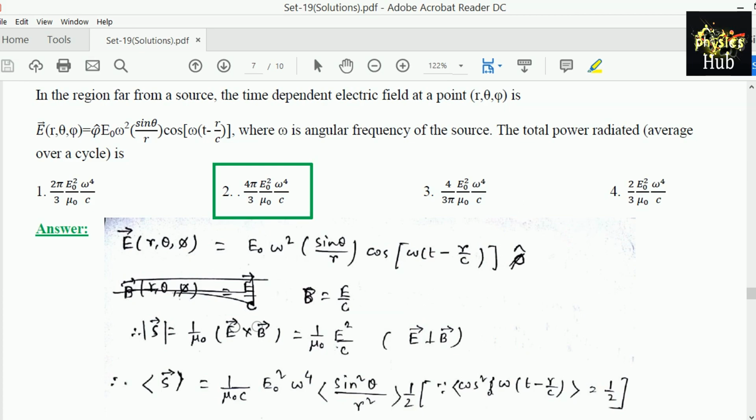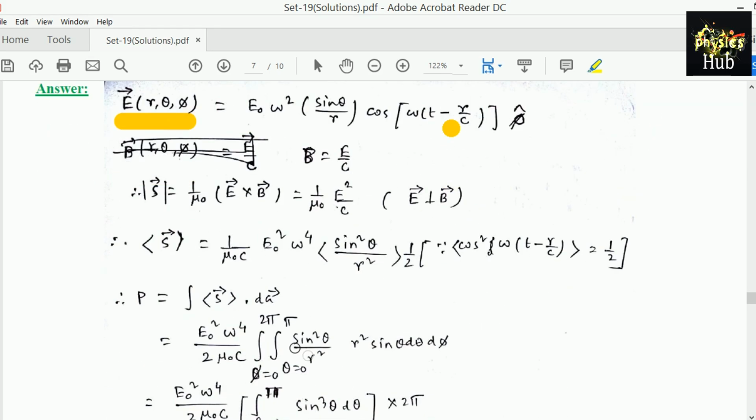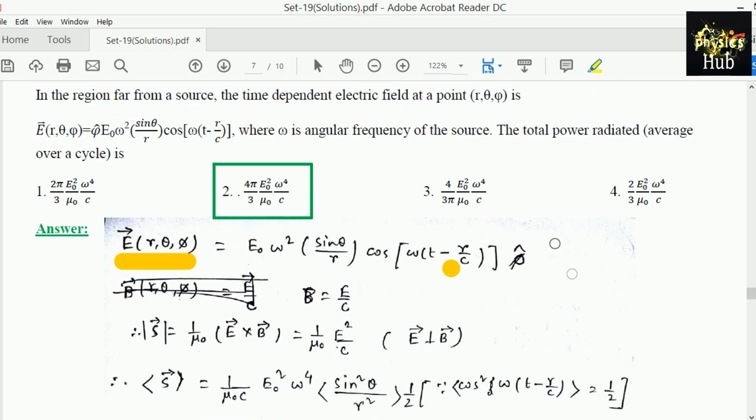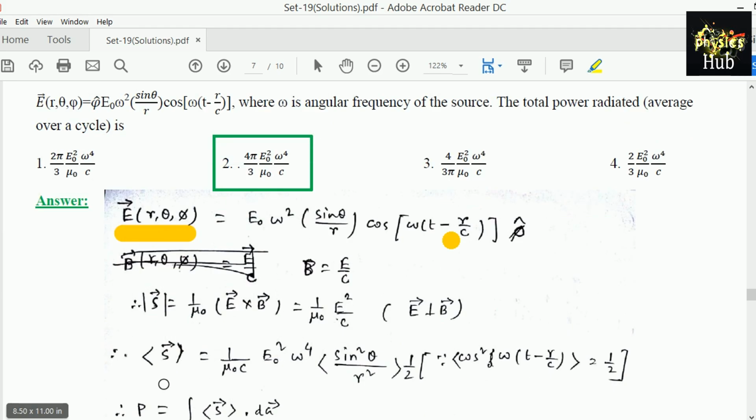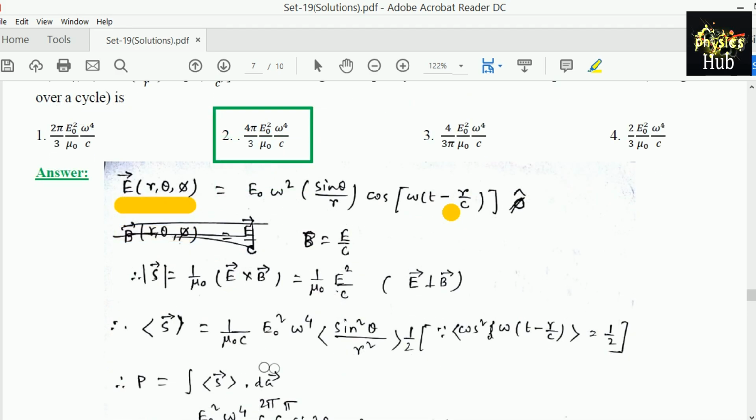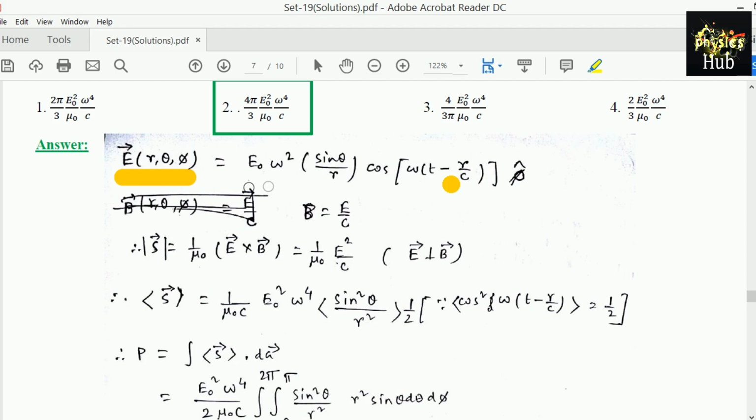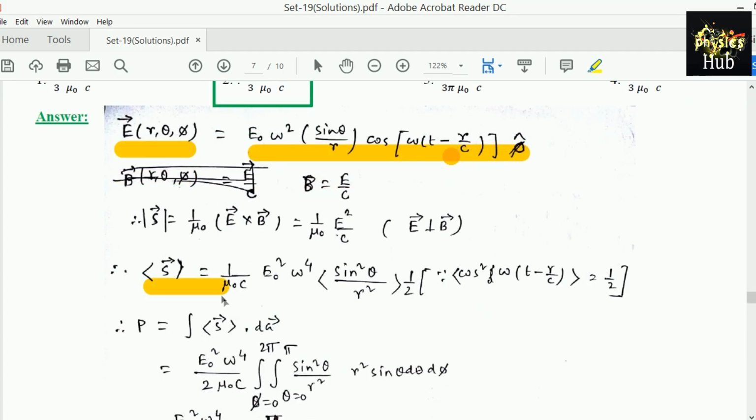this came in June 2018. The electric field is given, therefore we can find the magnetic field B equals E by C, and as you know the total power is measured from the Poynting vector. The Poynting vector gives power per unit area. If we calculate the Poynting vector and integrate over the area, we will get the total power radiated. The average power over a cycle is given by 1 by mu naught E cross B. E is perpendicular to B, so it is 1 by mu naught E square by C. We have squared this electric field and taken the average of the Poynting vector here.